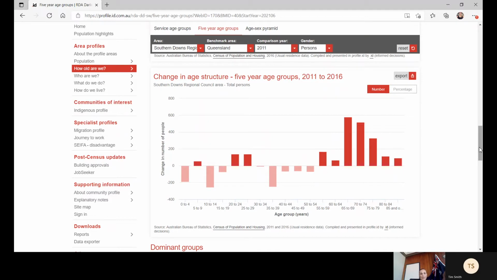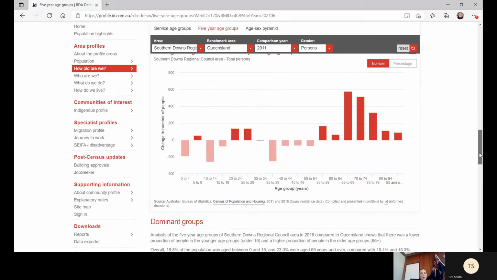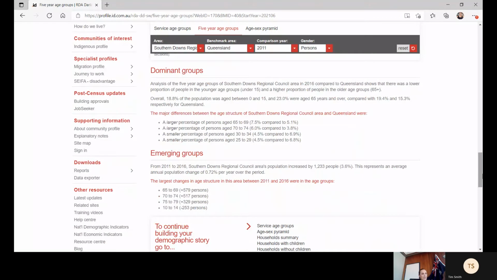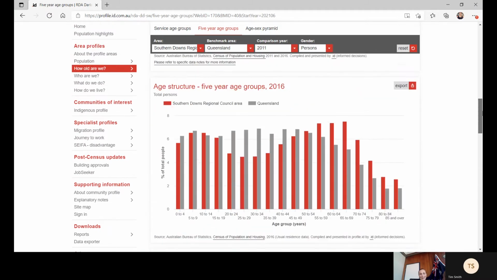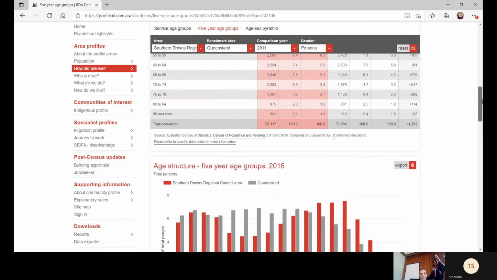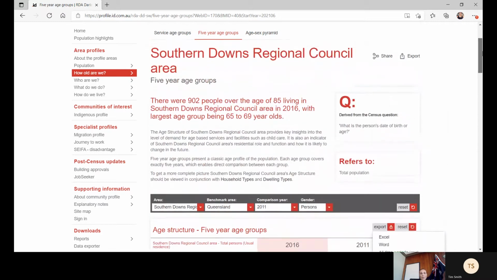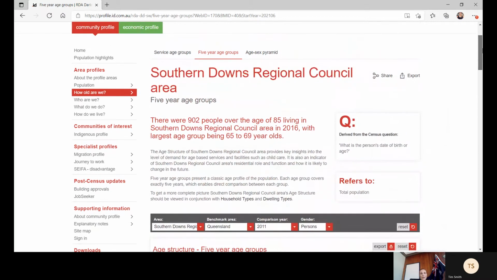Okay, when we come down the bottom of the page, we can see this dominant and emerging groups analysis, and that just provides you with the written information that you can use in any of your reporting. Okay, so it's quite thorough, and it just means you don't have to do it yourself. So here we're looking at our 5-year age groups. That's going to be a really important one to look at straight away after we finish the census.